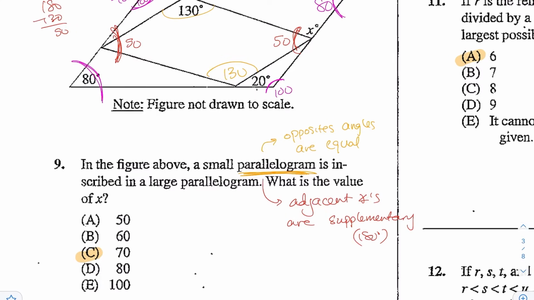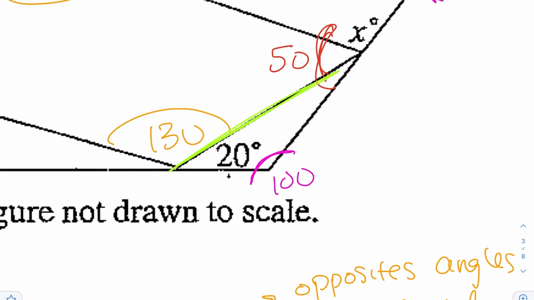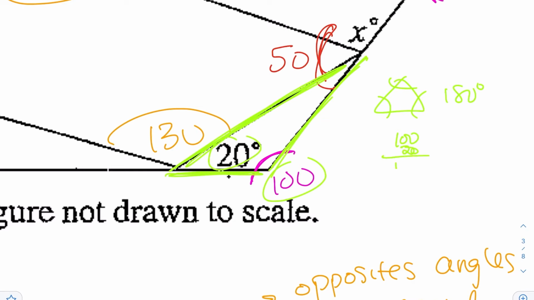Now from there, you can actually zoom in on this triangle here. And you know that in a triangle, the angles add up to 180 degrees as well. So you have 100 degrees, and you have the 20 degrees. So that's 120 so far. 180 minus 120 is equal to 60. So that has to be the angle here.